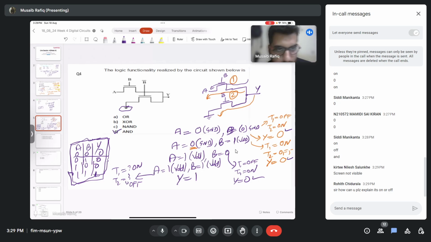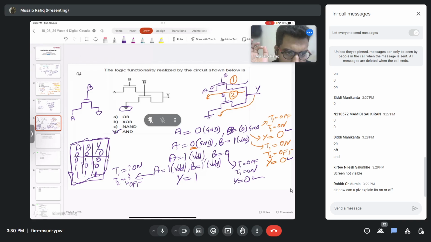For that you need to understand some basics of NMOS transistors. So let me just draw this. This is your NMOS transistor. Let's just connect this to ground for a moment, and this is A, and this is B. Can anyone confirm whether the screen is visible or not? I think it should be visible. Yeah, it's visible.